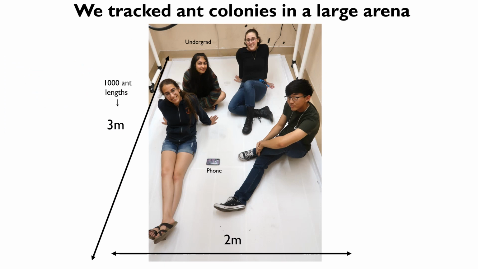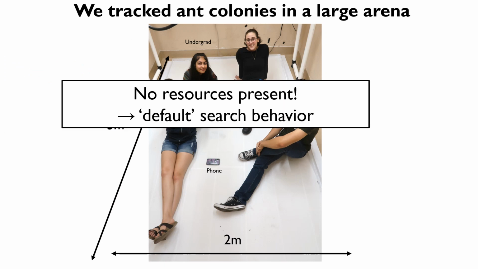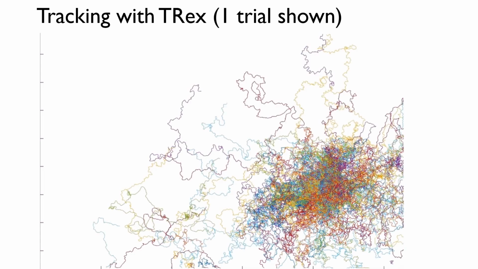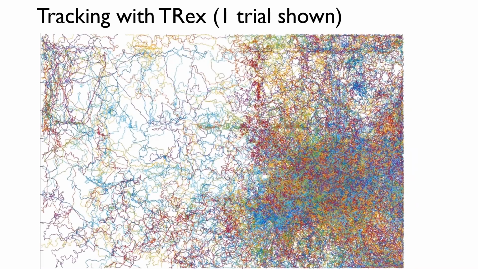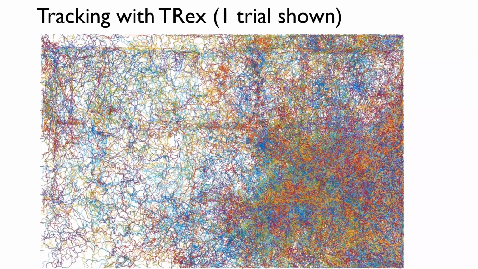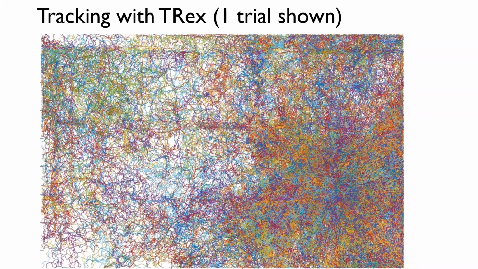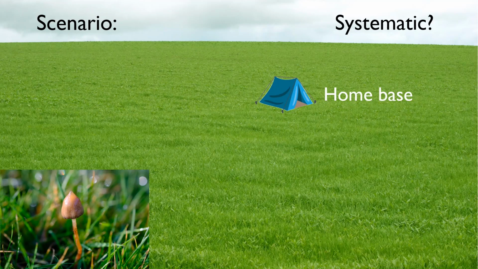I want to stress that there are no resources in the arena because we are interested in the default search behavior of ants, but that also means that we don't know what they are searching for. We tracked the ants with T-Rex and got big data. This is one of 5 colonies in our experiments. Note that we cannot keep track of individual IDs between the search bouts because we have not marked the ants individually.